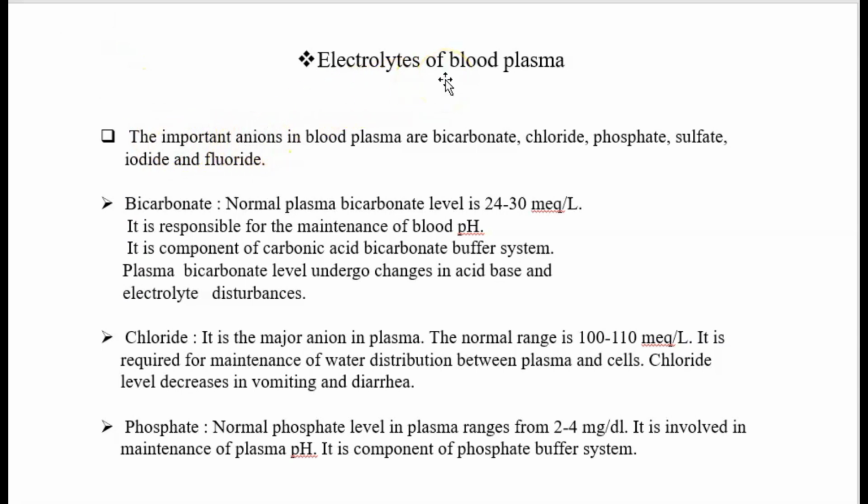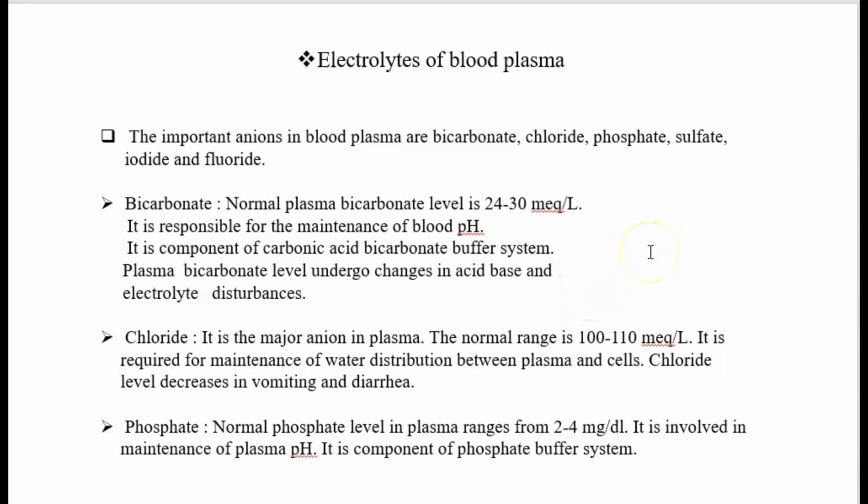Now, that will help us to proceed to what? Electrolytes of blood plasma. Anions in blood plasma. Listen carefully. These are the anions in blood plasma. We have hydrogen carbonate, chlorine, phosphate, sulfate, iodine, and fluorine. While the cations in blood plasma are the what? Sodium, potassium, calcium, magnesium, iron, and copper.